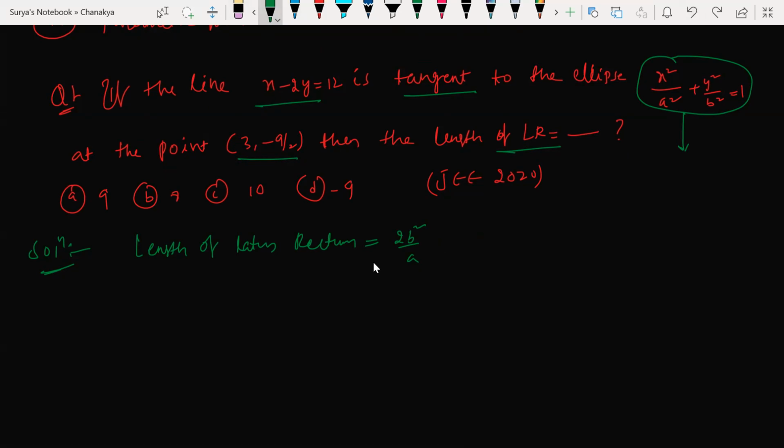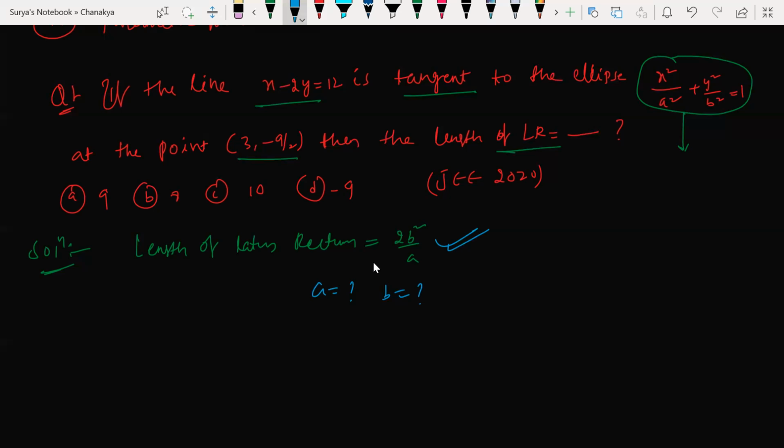ठीक है बेटा? Perfect. Here मुझे क्या क्या चाहिए? What are the things I need to find out length of latus rectum? मुझे चाहिए a square value, I mean a का value और b का value, correct? Then only I can find out length of latus rectum. Without knowing that, I can't find out. Clear? Yes or no? बेटा मुझे यही तो चाहिए. लेंथ ऑफ लेटस रेक्टम का फॉर्मूला क्या था? 2b square by a, right? So for finding length of latus rectum I need a value and b value. How can I find it out?